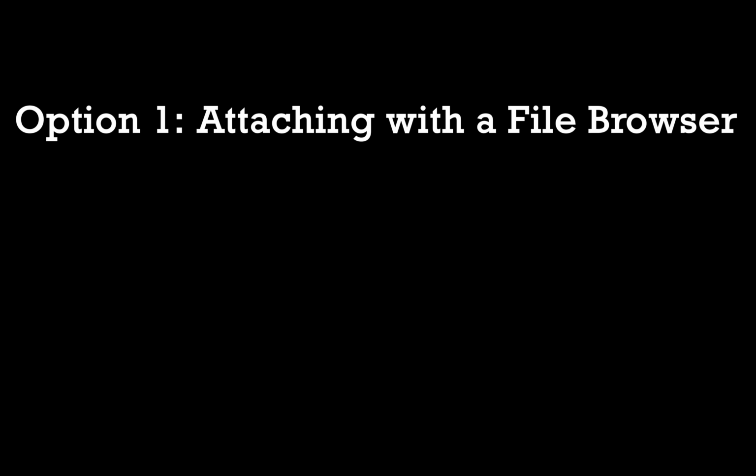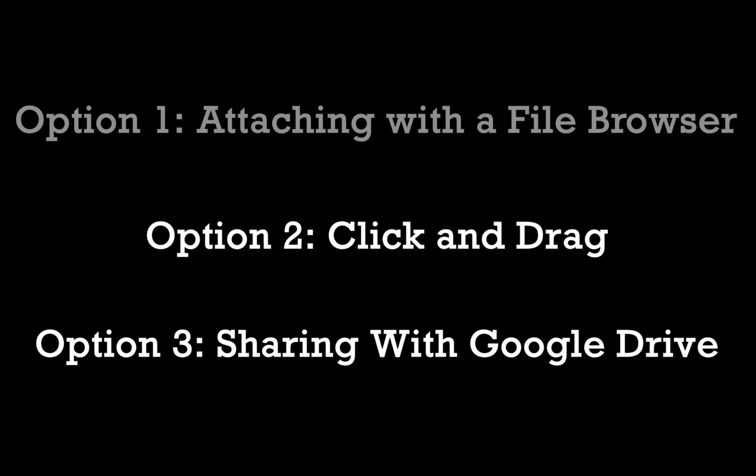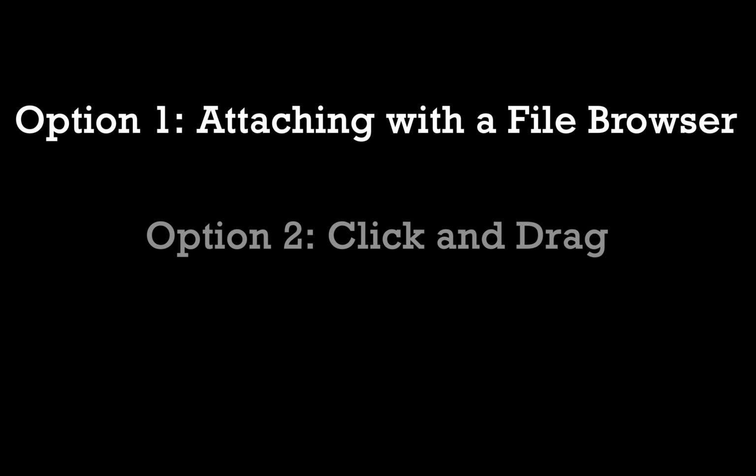When it comes to actually attaching the file, you have three options. You can attach files from your computer by selecting them in a file browser. You can drag and drop files into the body of the email, or you can attach files and share links to files through Google Drive. In Gmail, the total size of attachments cannot exceed 25 megabytes unless you do it through Google Drive. So I'm going to go through the steps for each of those options.